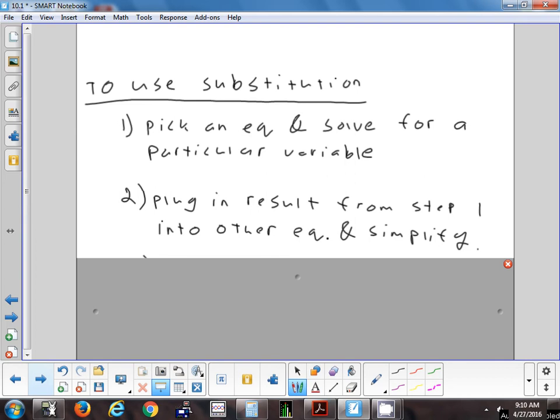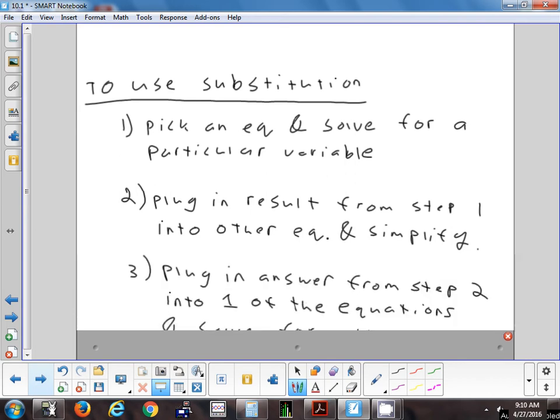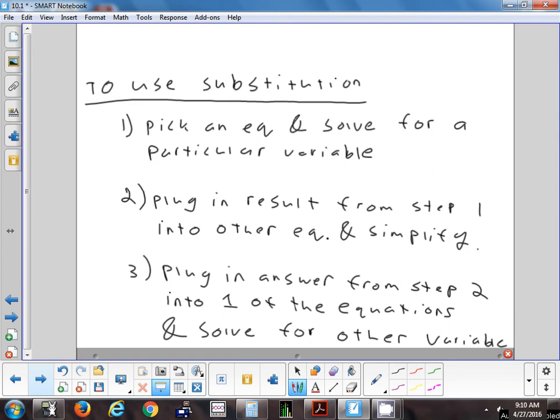After step 2, you're going to know one of your answers. So for example, if you're solving for length and width, maybe at this point you would know the length. You'll know one of the two. After you have one of your answers, you take that answer, you plug it back into one of the original equations. It does not matter which one. And you solve for the other variable. So after step 2, if I knew the length, in step 3, I'd be finding the width.